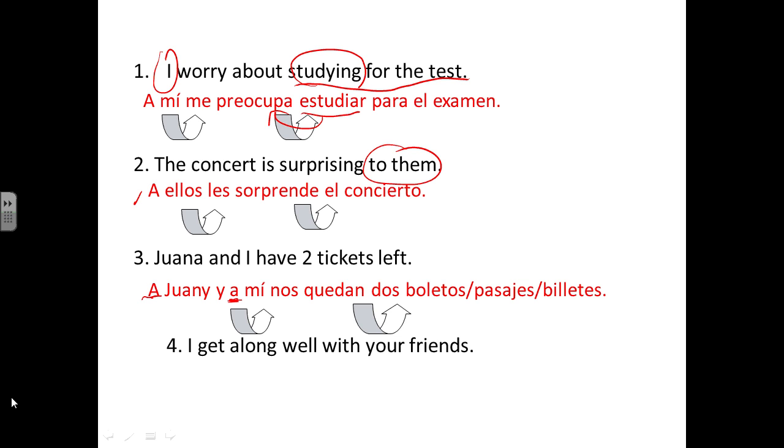Okay. I get along well with your friends. A mí me caen bien tus amigos. A mí goes with me, caen bien goes with tus amigos. You also learn to get along well with lección 1, which is llevarse bien, llevarse mal. In this sentence, you could also use that as well, but we're trying to use caer bien and caer mal with verbs like gustar. But when you're speaking, either one is fine.